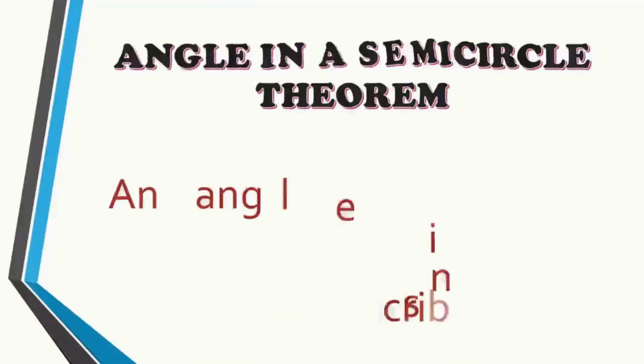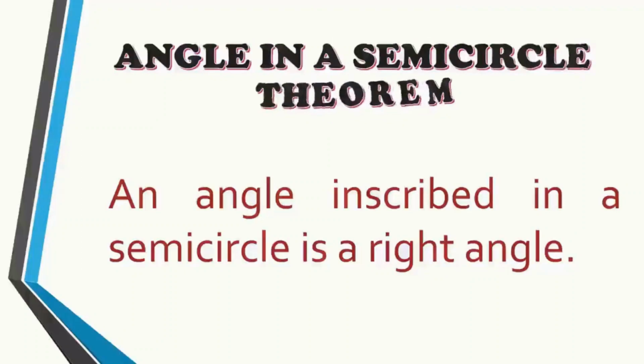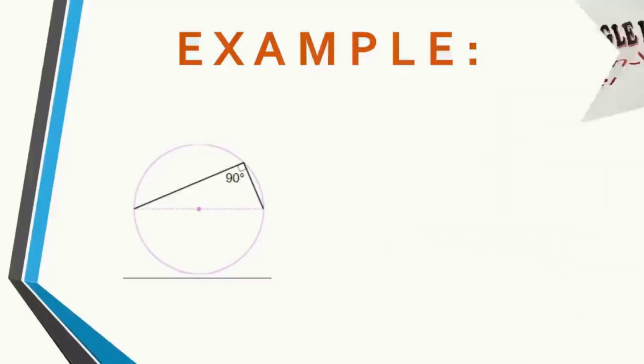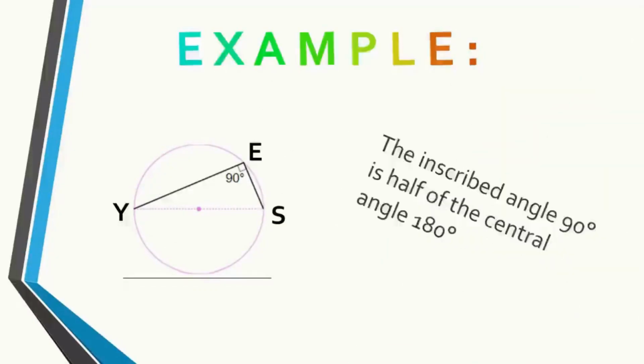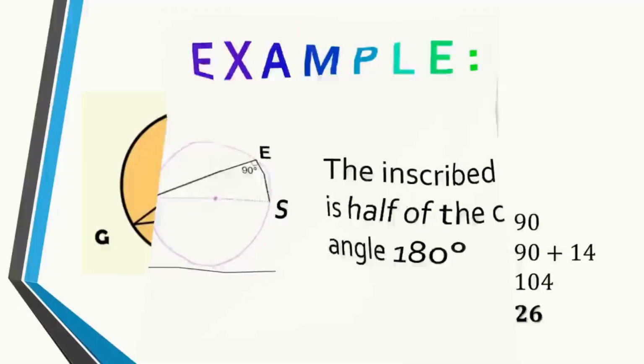Angle in a semicircle theorem. An angle inscribed in a semicircle is a right angle. Now, we know that the measure of a right angle is 90 degrees. So, the inscribed angle 90 degrees is half of the central angle, which is 180 degrees.